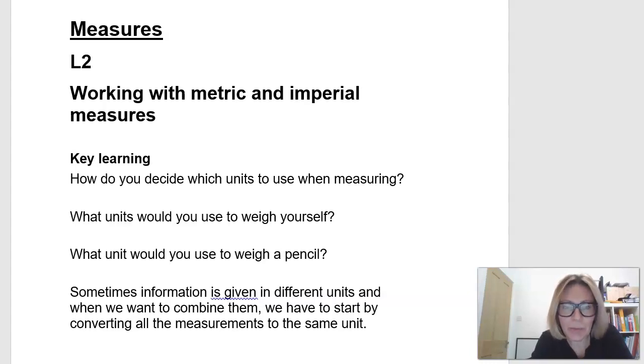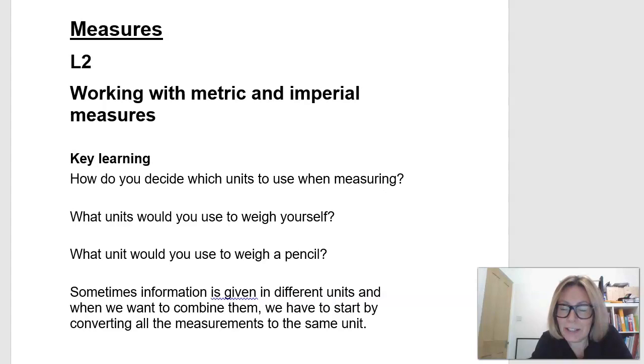So at level 2, we are still using metric measurements, but we're also using imperial measures more than we did at level 1. So first of all, how do you decide which units to use when measuring? What unit would you use to weigh yourself? If I'm going to weigh myself, I normally would use stones and pounds, but you might use kilograms. What unit would you use to weigh a pencil? Here I would probably be metric and use grams, but if you were going to weigh it with an imperial measurement, it would be ounces probably. Pencil's quite light, isn't it? And ounces and grams are quite small.